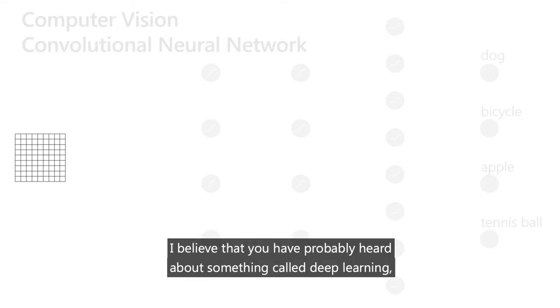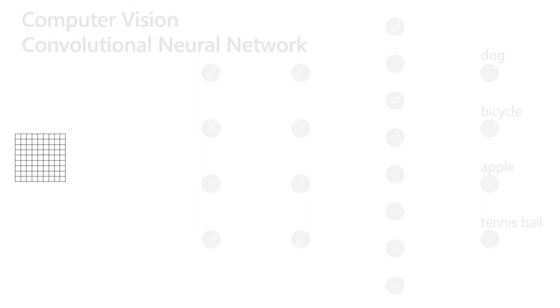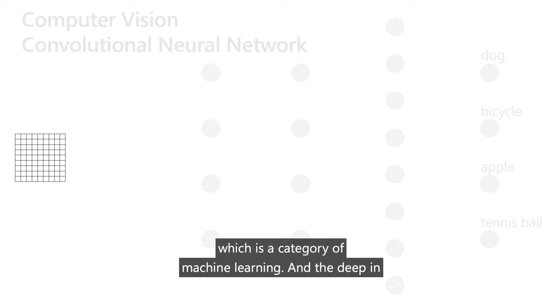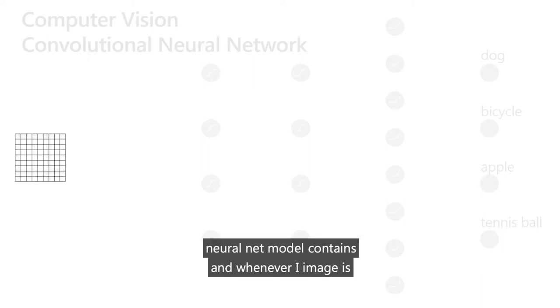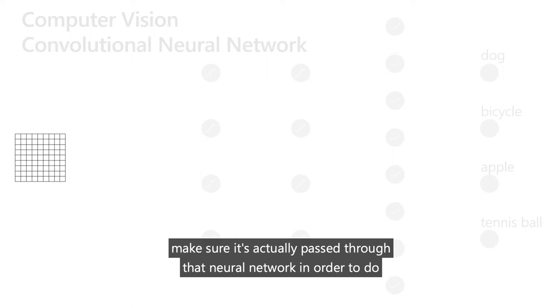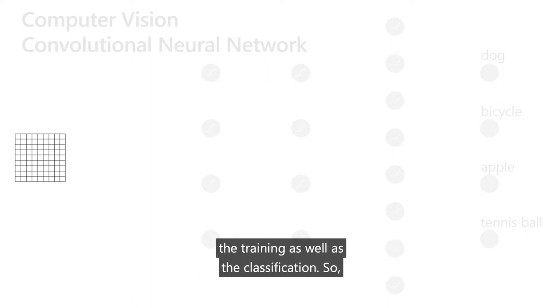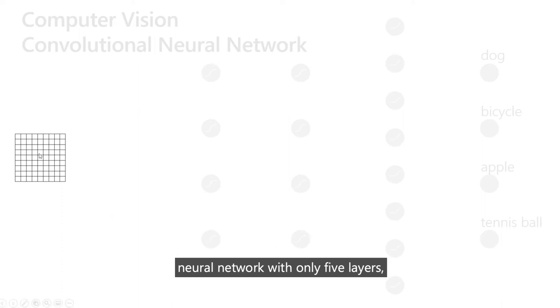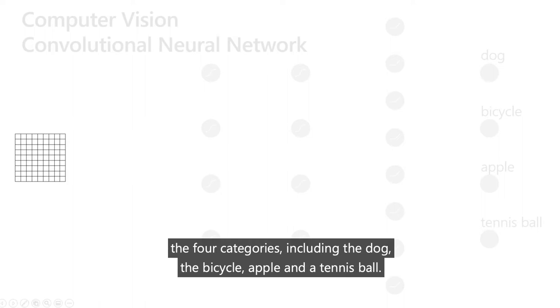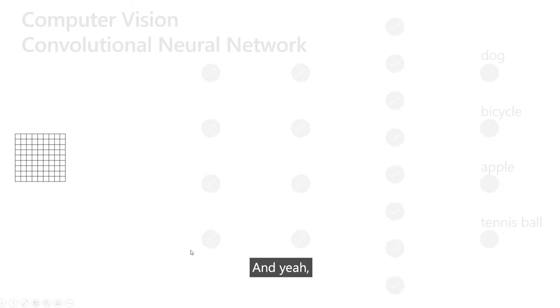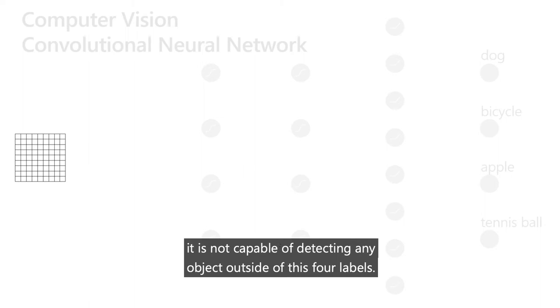By now, I believe you have probably heard about something called deep learning, which is a category of machine learning. The deep in deep learning means that the neural network model contains many layers. An image is passed through that neural network in order to do the training as well as the classification. On the screen, you can see a pretty simple neural network with only 5 layers, including the input layer and the output layer. It is designed to input a single image and classify it into one of 4 categories: dog, bicycle, apple, and tennis ball. It is not capable of detecting any object outside of these 4 labels.